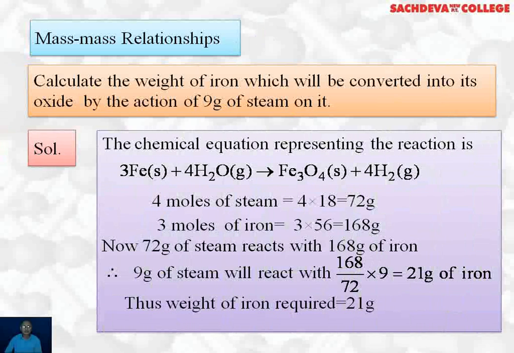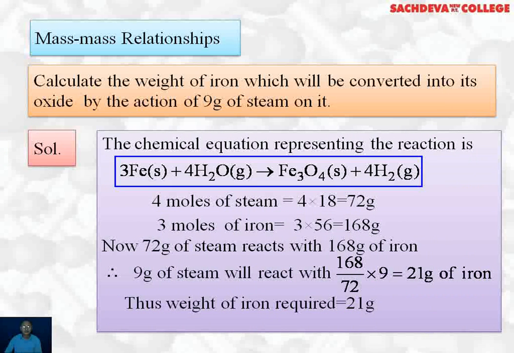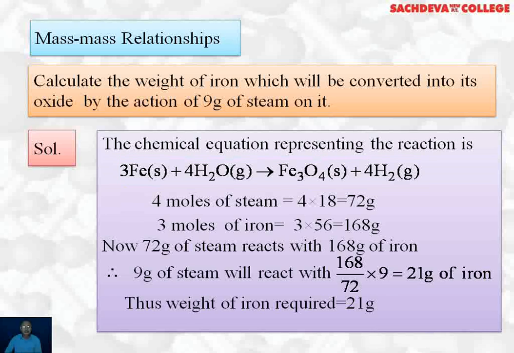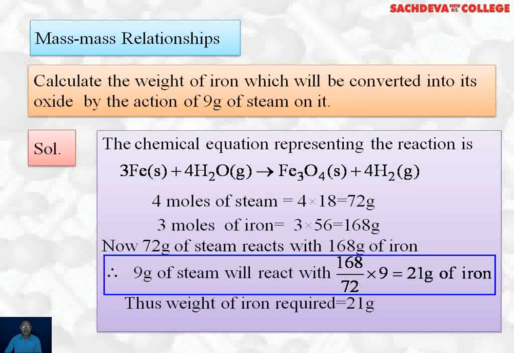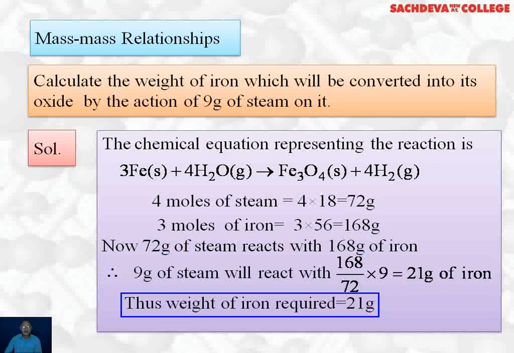First step is to write the balanced equation. 3Fe plus 4H2O in the form of steam gives Fe3O4 solid plus 4H2 gas. 4 moles of steam weigh 4 into 18, that is 72 grams. 3 moles of iron will weigh 3 into 56, 168 gram. Now 72 gram of steam reacts with 168 gram of iron. 9 gram of steam will react with 168 divided by 72 into 9, equal to 21 gram of iron. Thus the weight of iron required will be 21 gram.